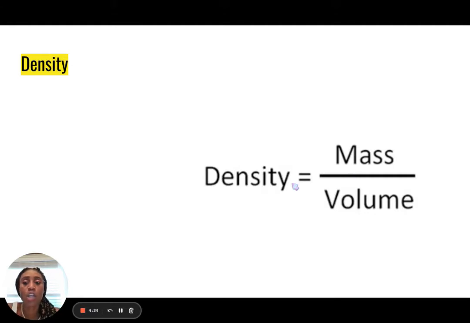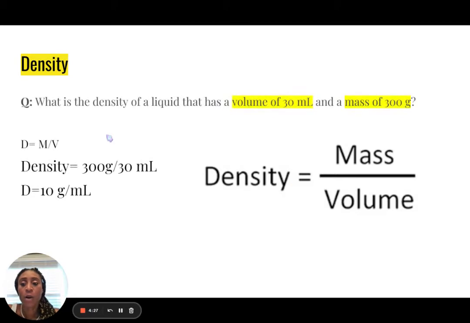So let's calculate the density of an unknown liquid. Now, our liquid has a volume of 30 milliliters. And remember, we use our graduated cylinder to measure the volume. So we have 30 milliliters, and the mass of that same liquid is 300 grams. All you have to do is plug the numbers in where the words are. Mass is 300, so we put it at the top, and volume is 30, so we put it at the bottom where volume is. So for density, you'll see that 300 divided by 30 is going to give you 10 grams per milliliter.